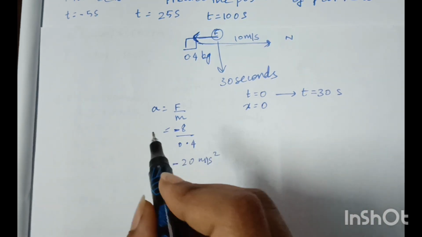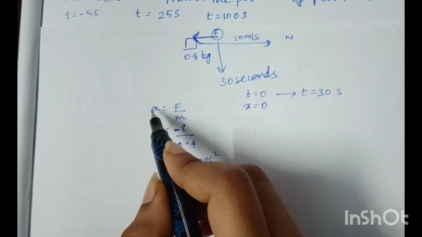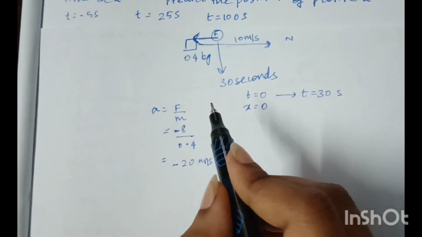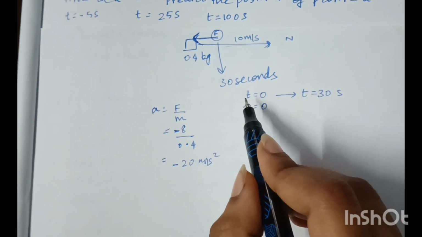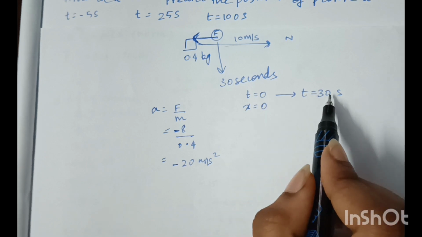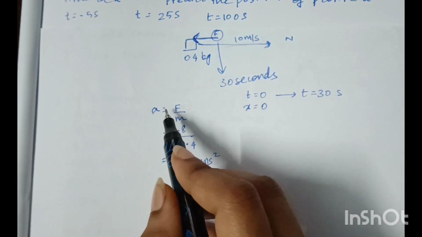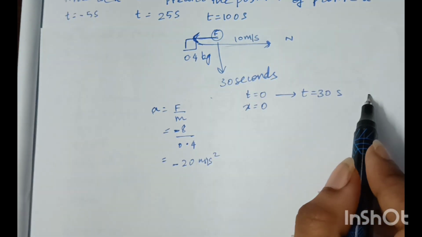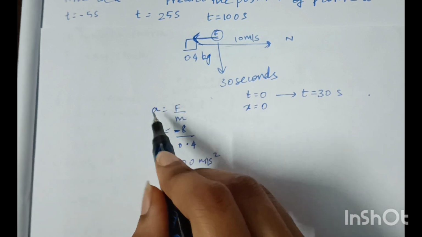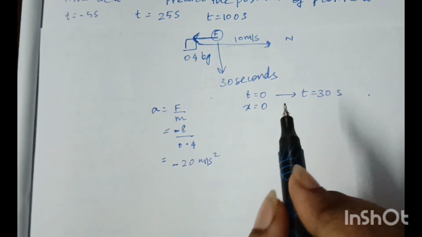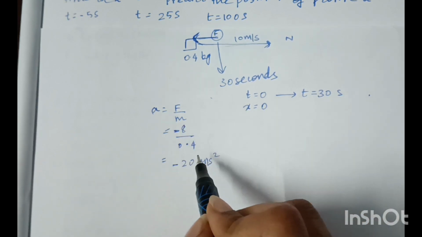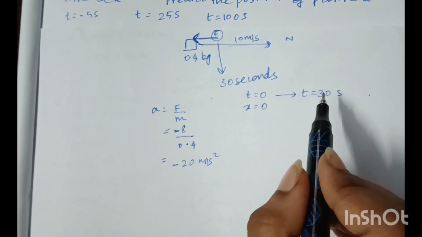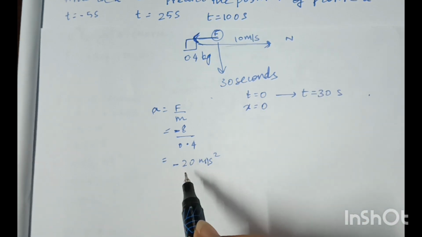Now this is the acceleration which is produced only when force is applied on the body. Force is applied on the body only when time is 0 to 30 seconds. So during that period only there will be acceleration on the block. For the remaining time, before t equals 0 and after t equals 30 seconds, there will not be any force, so there will not be any acceleration. So while using equations of motion, we have to use acceleration equal to minus 20 meter per second square only if the time is between 0 to 30 seconds. For the remaining times we should not use this acceleration.